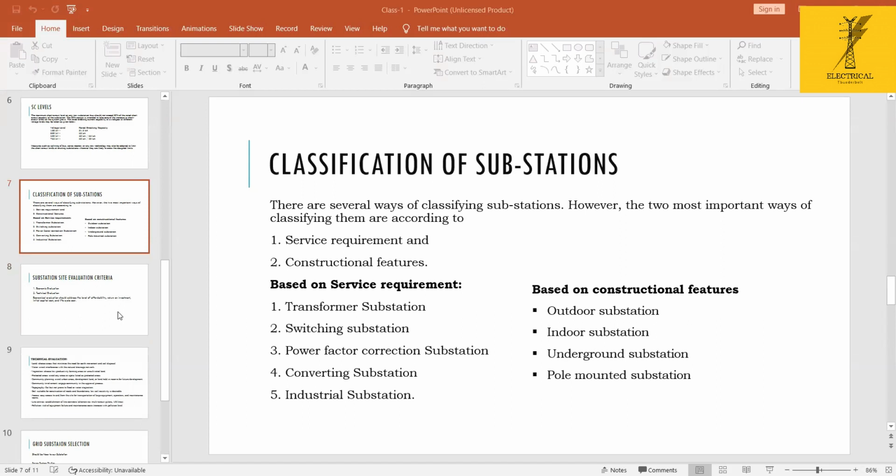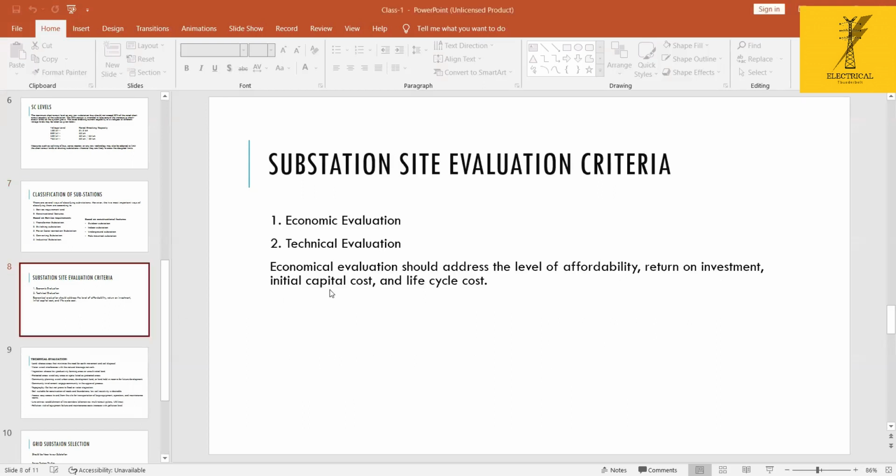Now we selected the voltage. So what is the voltage level? I have to step up the 33 kV voltage to 220 kV voltage. So voltage levels are fixed. My incoming voltage to my substation is 33 kV and the output is 220 kV.